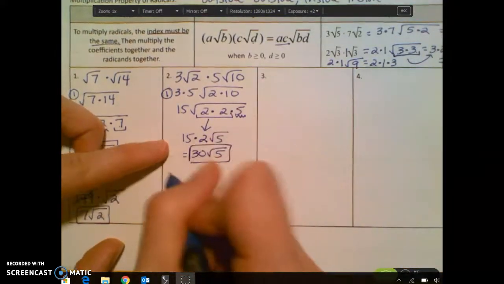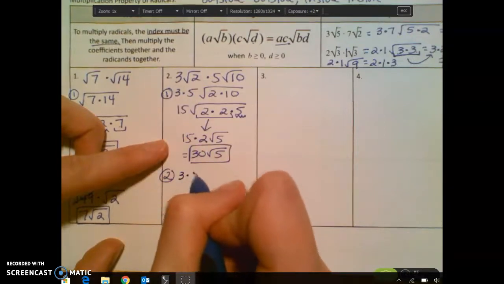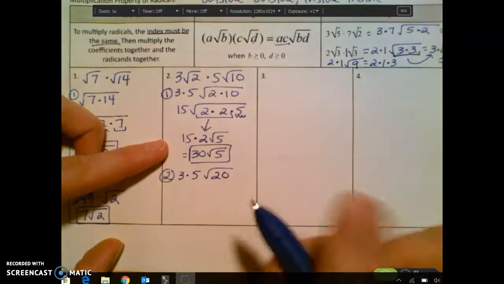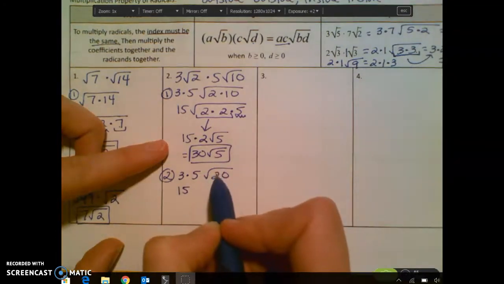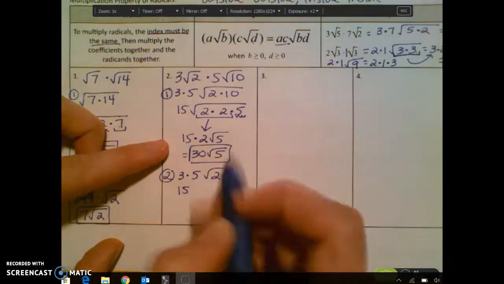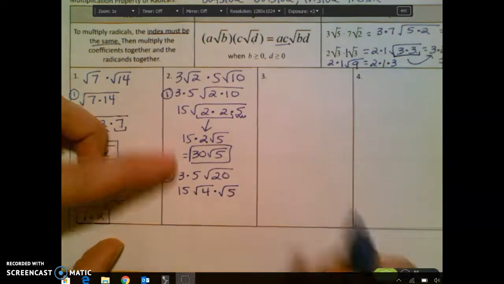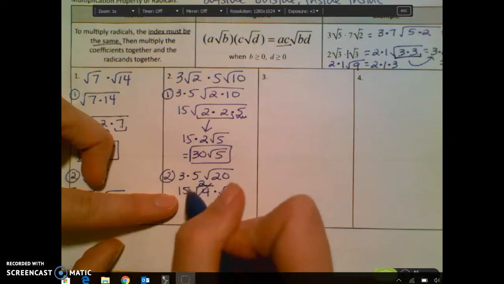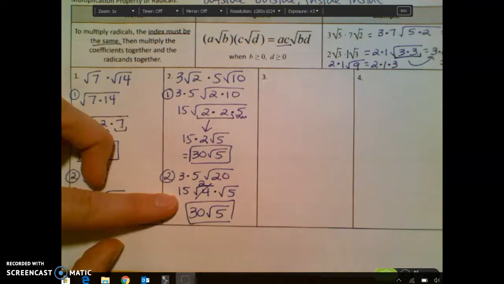Well, let's look at the other method. Remember method 2. We still do outside, outside. That's 3 times 5. And inside, inside is 2 times 10, which is 20. So I'm going to go ahead and multiply those. And now you can either do your factor tree or you can do the perfect squares. So if I'm looking at perfect squares, I know that 20 is the square root of 4 times the square root of 5. Well, the square root of 4 is 2. So now I'm going to multiply the 2 times 15 to give me 30, and then root 5.